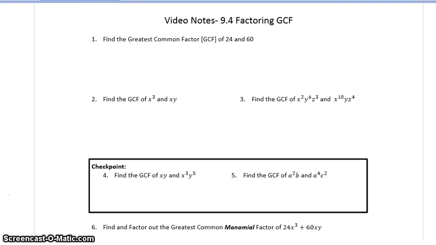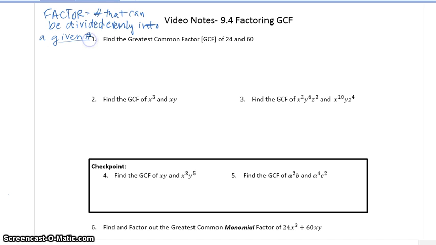Right, so this is video notes for section 9.4, factoring the GCF. So the GCF, remember, is the greatest common factor. Remember, a factor is just a number that can be divided evenly into another given number. So, for example, the factors of 24 are numbers that can be divided into 24 evenly.